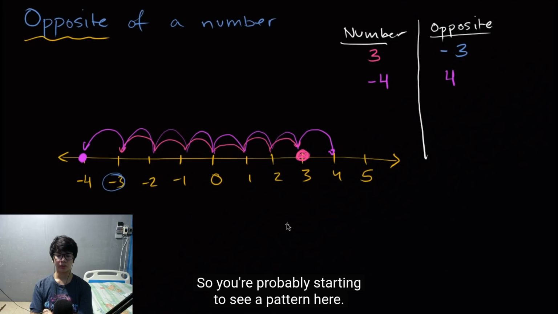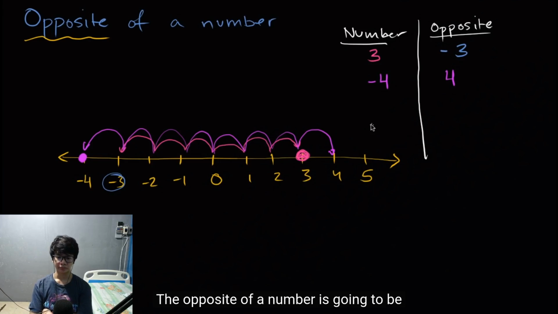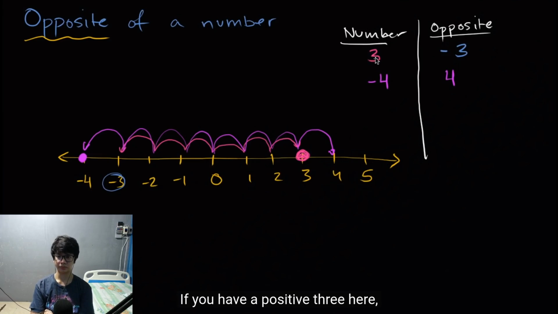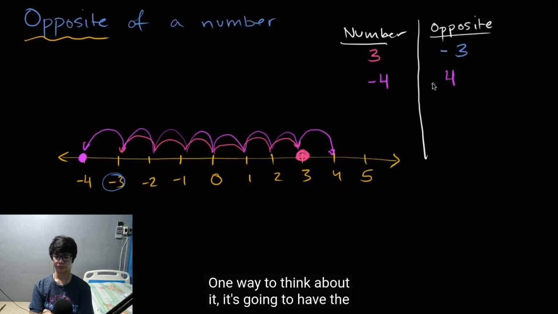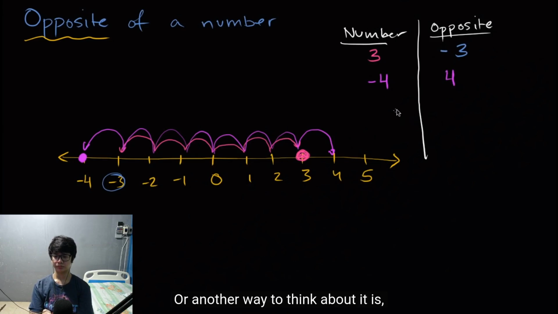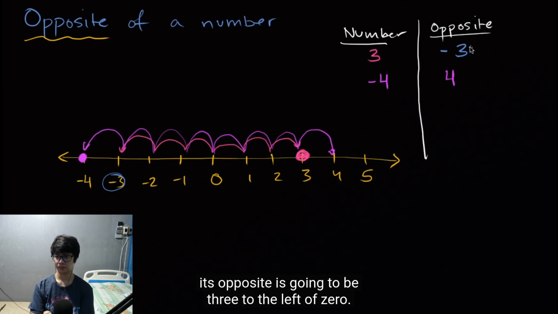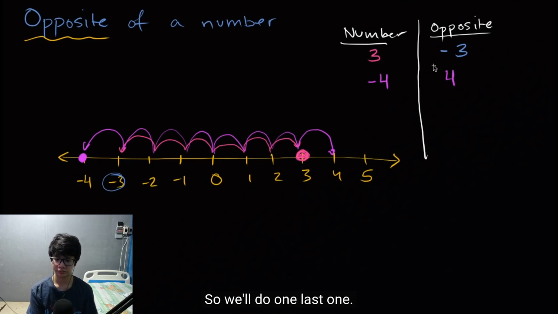And so you're probably starting to see a pattern here. The opposite of a number is going to be the number with the opposite sign. If you have a positive 3, its opposite is going to be negative 3. If you start with negative 4, its opposite is going to be positive 4. One way to think about it is that it has the same absolute value but a different sign. Or another way is, if this is 3 to the right of 0, its opposite is 3 to the left of 0. Or if the number is 4 to the left of 0, its opposite is 4 to the right of 0.